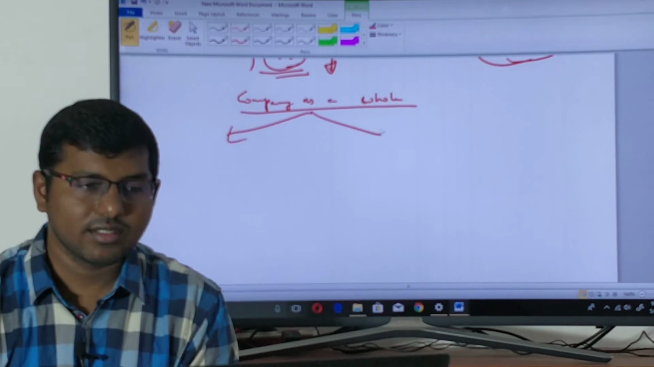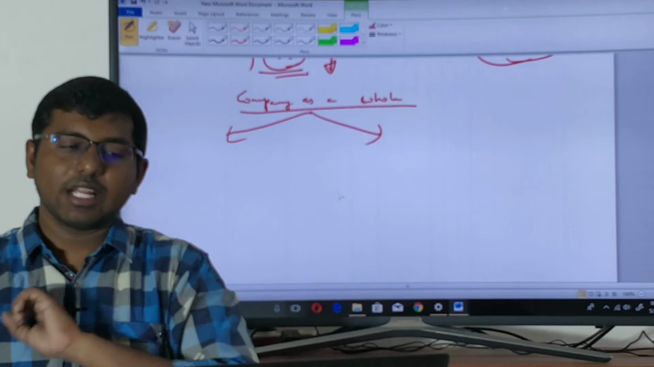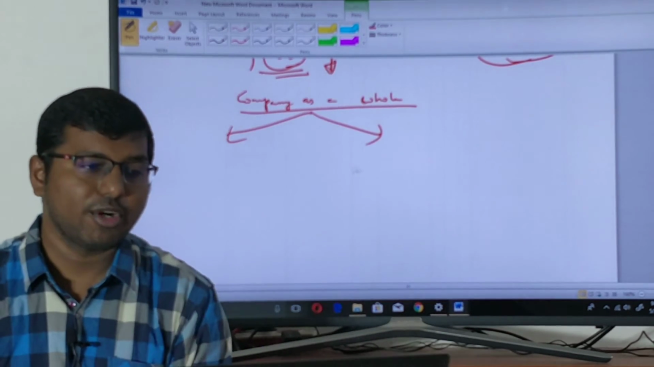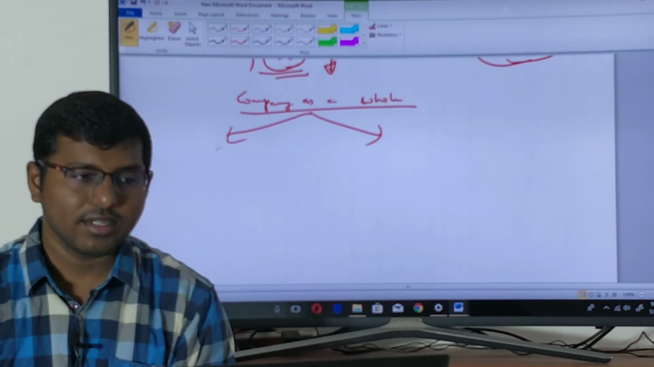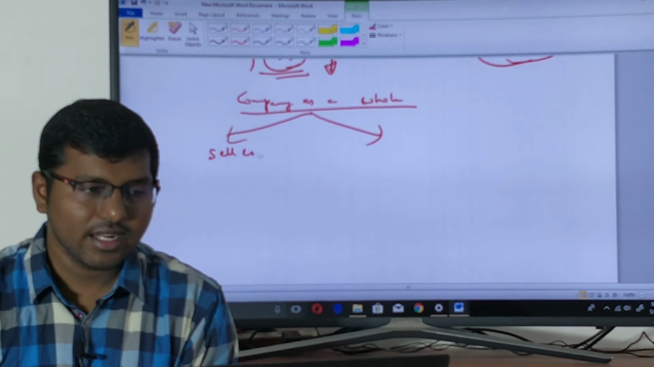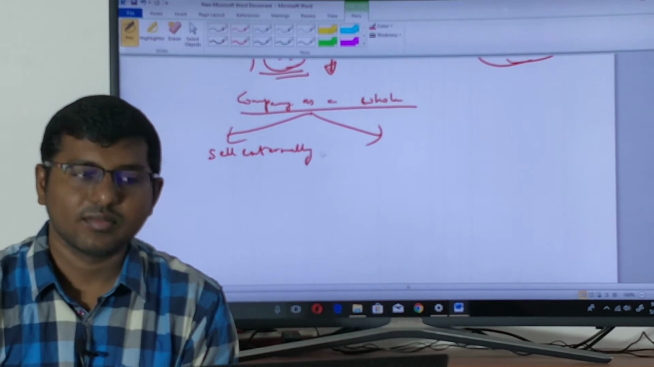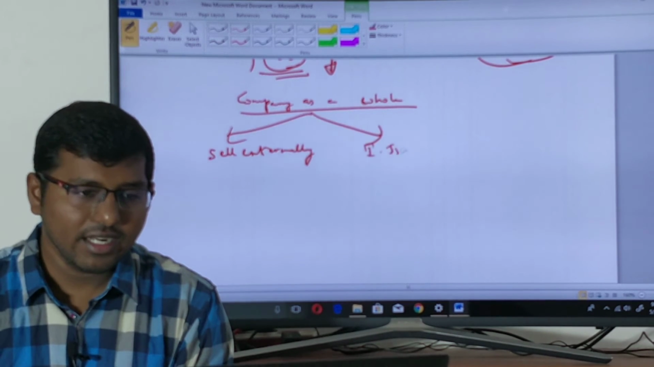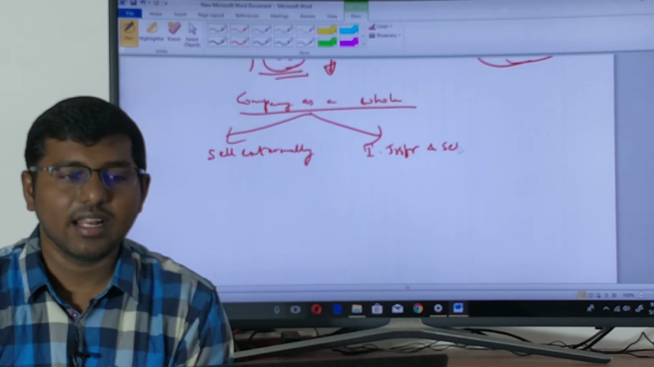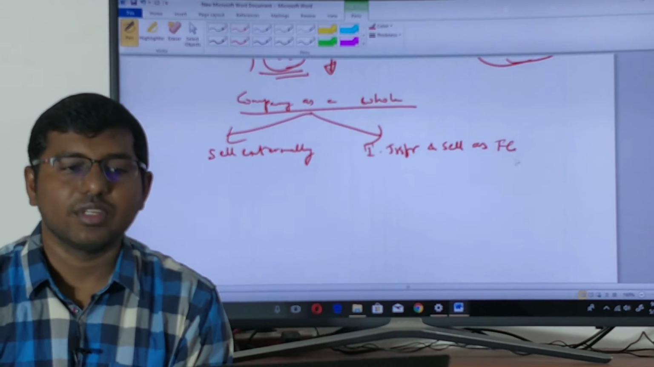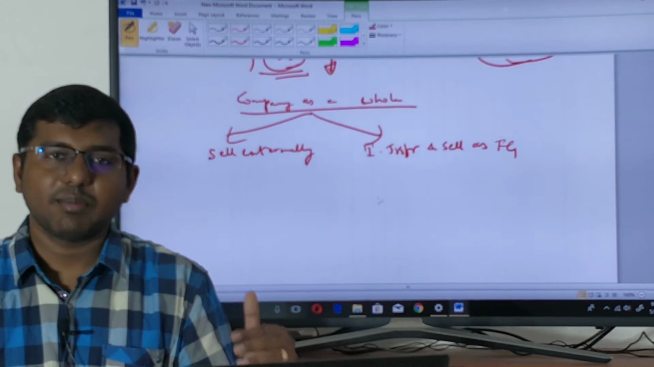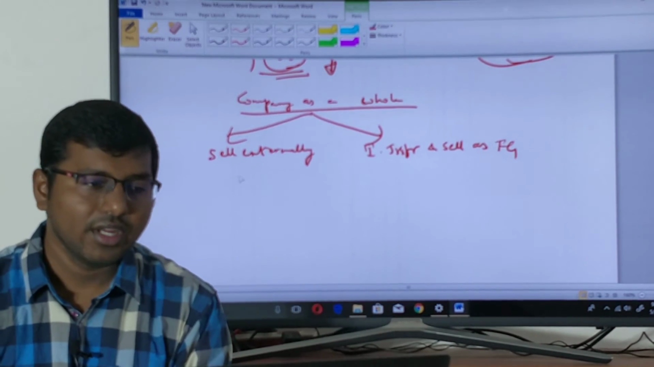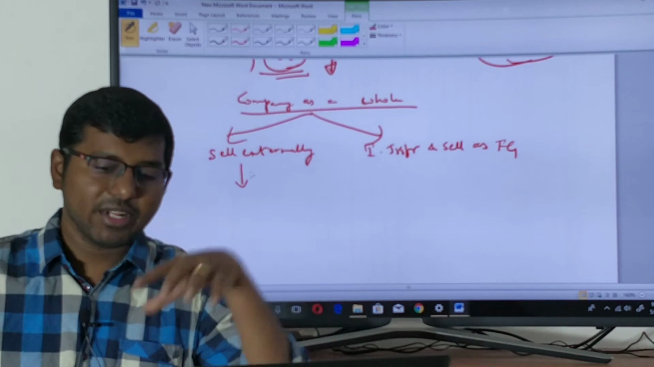You think from company's point of view. You forget about supply division, forget about receiving division for the moment. You think only from company's point of view. You have only two choices. The first choice is you can sell externally. The second is you can internally transfer and sell as a finished good, isn't it? Either you can sell from supply division to the external market, or you can internally transfer and then sell it as a finished good.